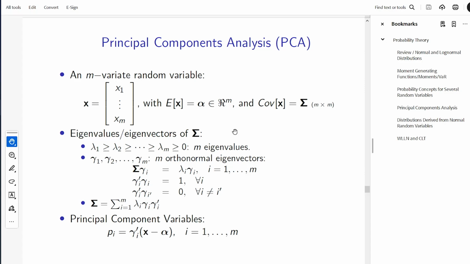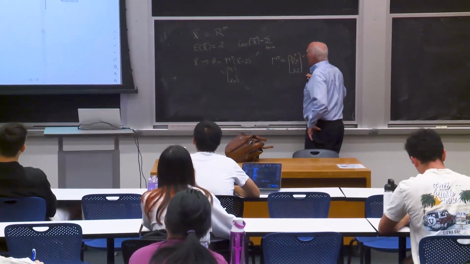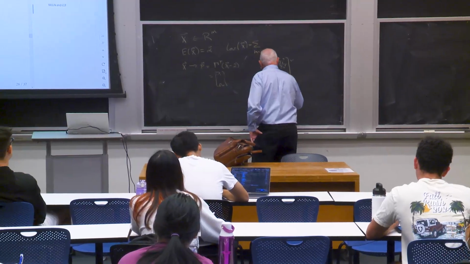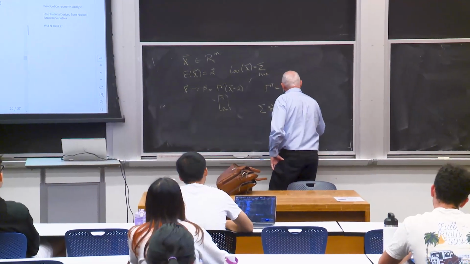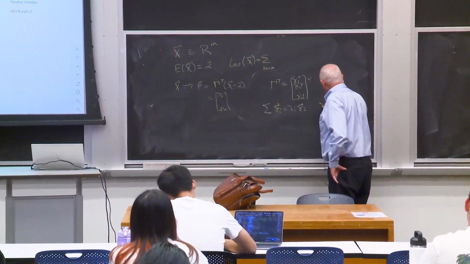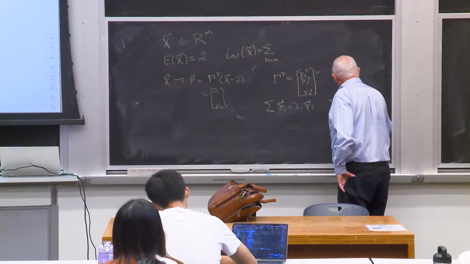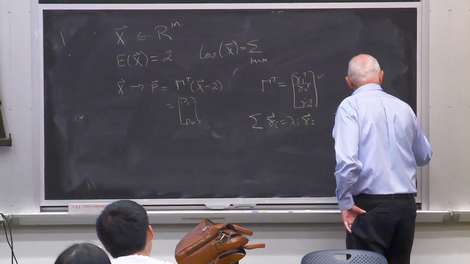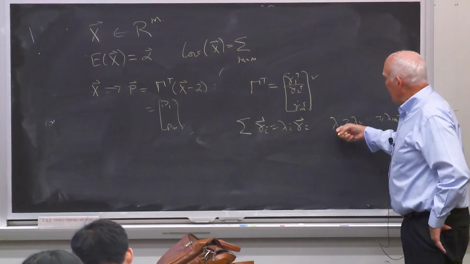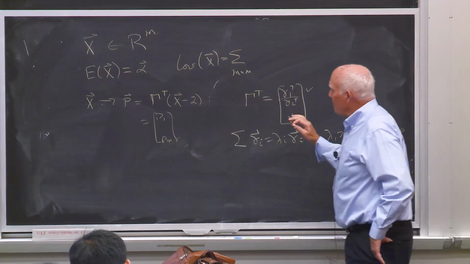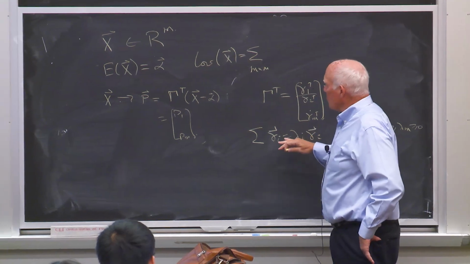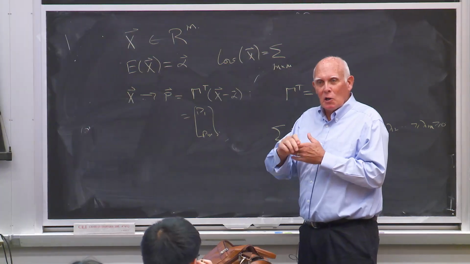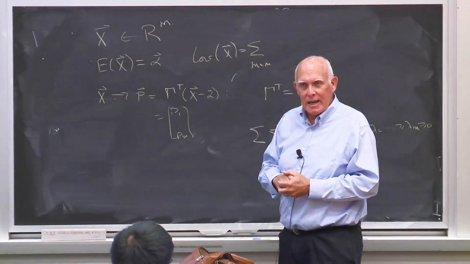corresponding to, with associated eigenvalue lambda i. And in this representation, we basically have sigma gamma i is equal to lambda i gamma i. And we can order our eigenvalues from largest to smallest. And the first principal component variable corresponds to looking at a coordinate system where we're looking along the dimension of greatest variability in the data.